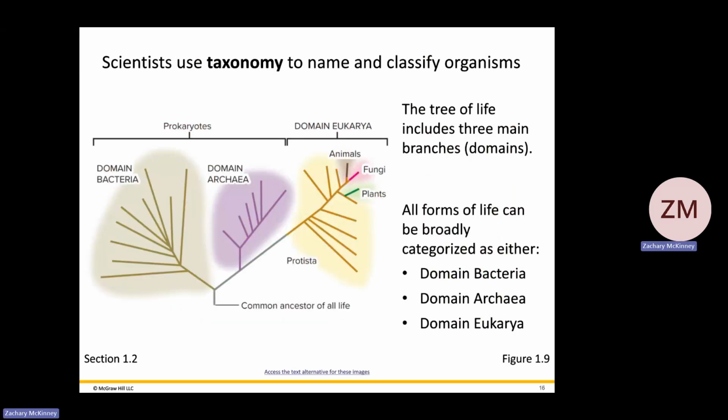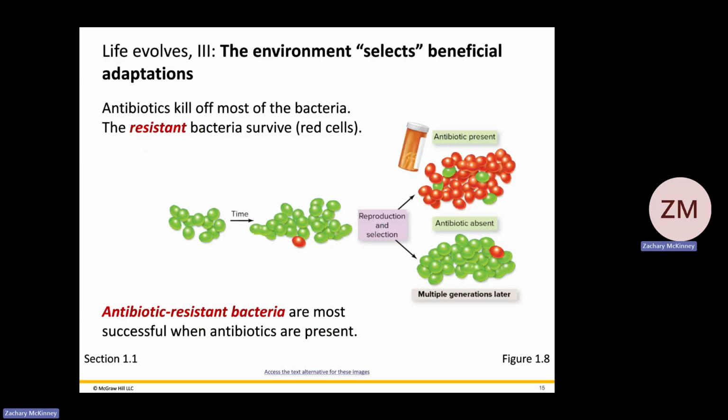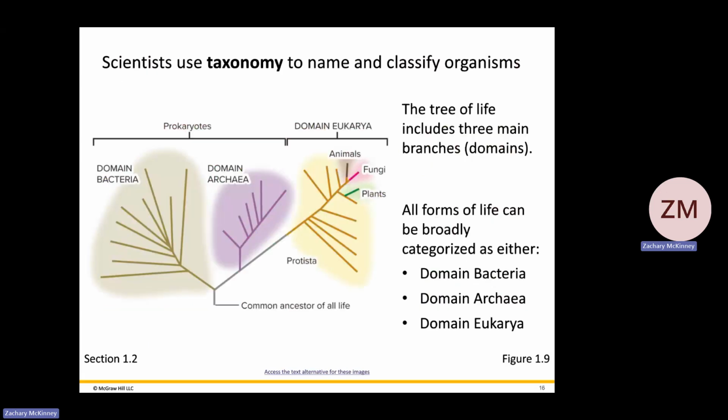Okay, so jumping out of the characteristics of life, that was our last characteristic of life, that life evolves. I'm getting into this next section now, section 1.2, looking at how we organize life. I'm actually very excited about this chapter.